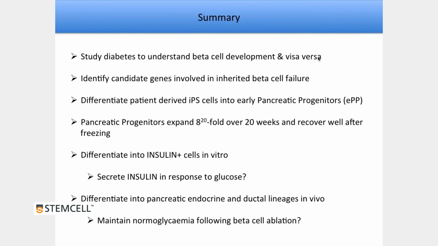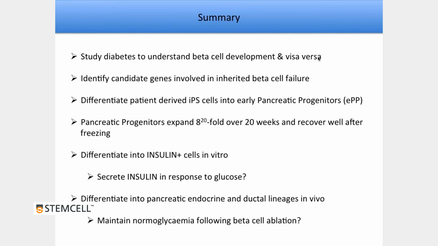So far I've shown that these cells can differentiate into insulin-positive cells in vitro. What I'm next going to test is whether they're truly functional. So can they secrete insulin in response to glucose? And then finally, I showed you that these cells can differentiate into the pancreatic endocrine and ductal lineages in vivo. Of course, the gold standard test of functionality is really to show that they're capable of maintaining normal blood glucose levels following beta cell ablation with streptozotocin.